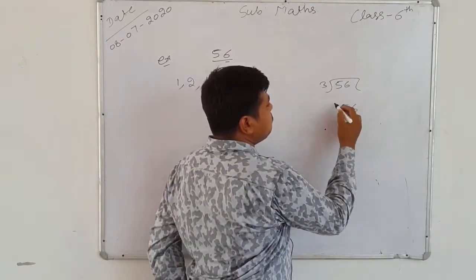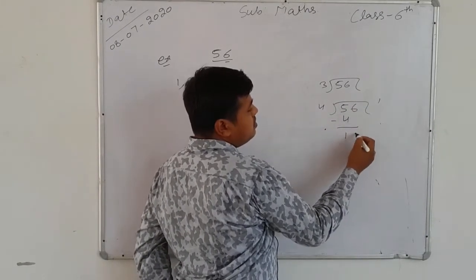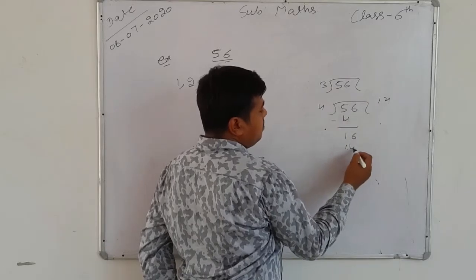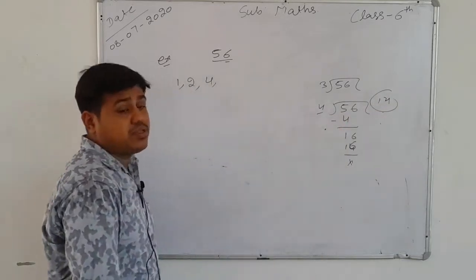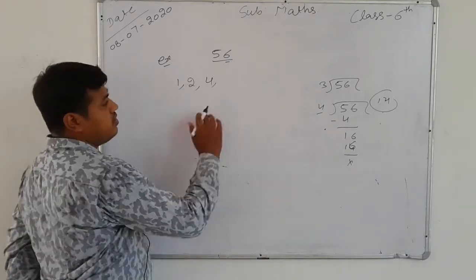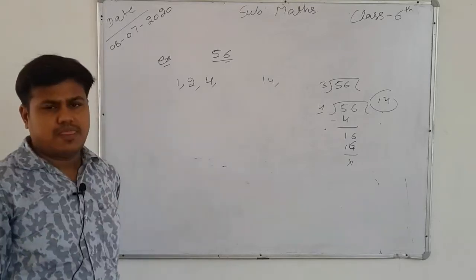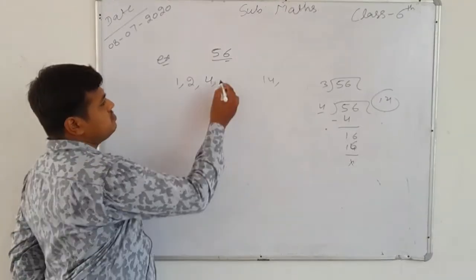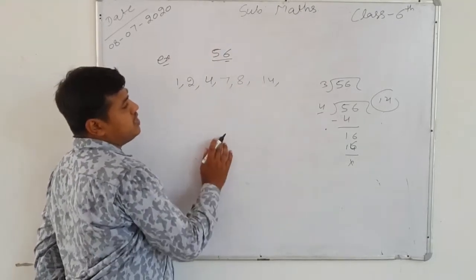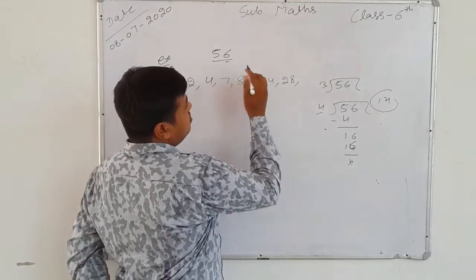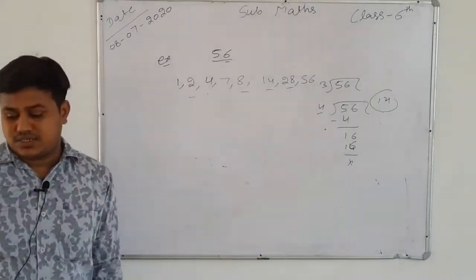We can check. 4 ones are 4, 5 minus 4 is 1, we take 6, 4 fours are 16. It means 4 and 14 are both factors. 4 is a factor. 7 eights are 56. 14, we know that 28 and 56. These are the factors of 56.